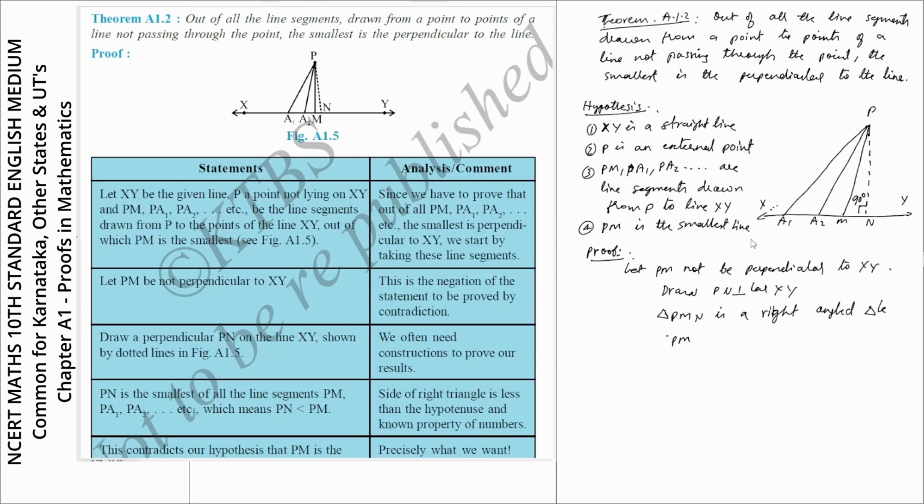That is, PM is greater than PN. Why? PM is the hypotenuse. You can see in the diagram. According to the construction, PM is greater than PN. That means PN is smaller than PM. But according to the hypothesis, PM is the smallest side. Therefore, there is a contradiction here. This contradicts the hypothesis.